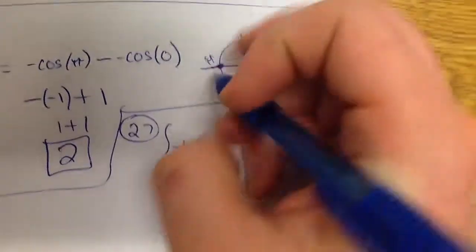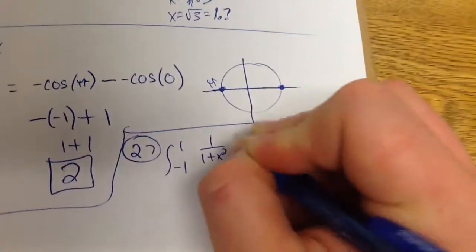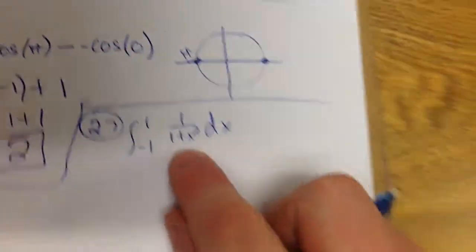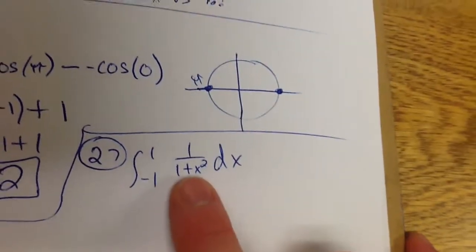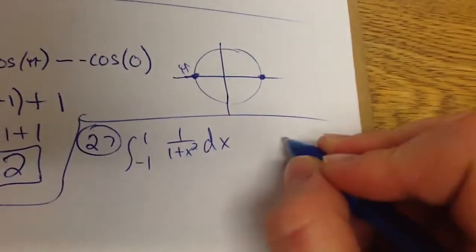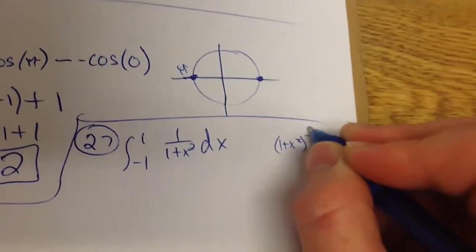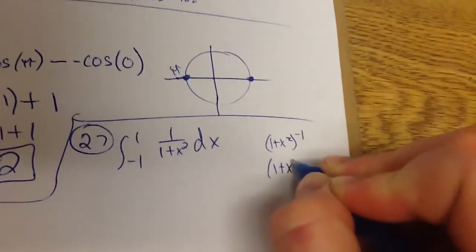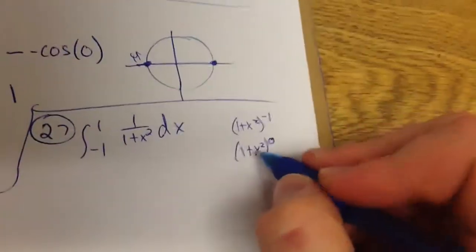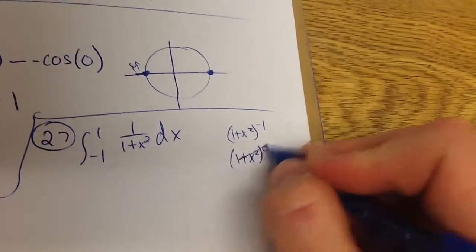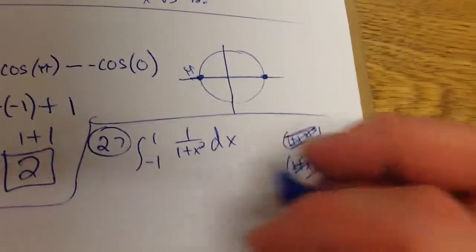It's negative 1 to 1, and then the function's 1 over 1 plus x squared dx. Doing the antiderivative of that, you might be like, oh, well, it's on the bottom, so that's 1 plus x squared to the negative 1. So the original would have had to have been a 0. Well, that doesn't make sense, because anything to the 0 power is just 1. So you'd be like, how do I do the antiderivative? You've got to think outside the box. Remember inverse trig derivatives.